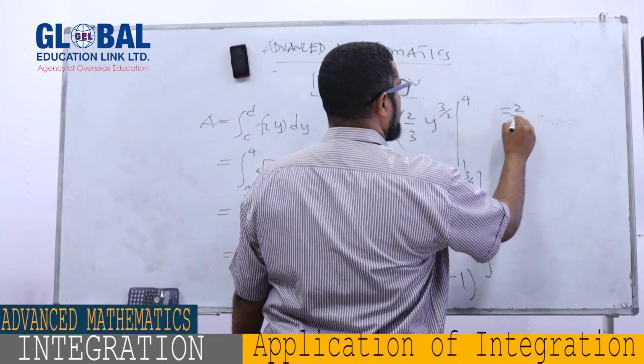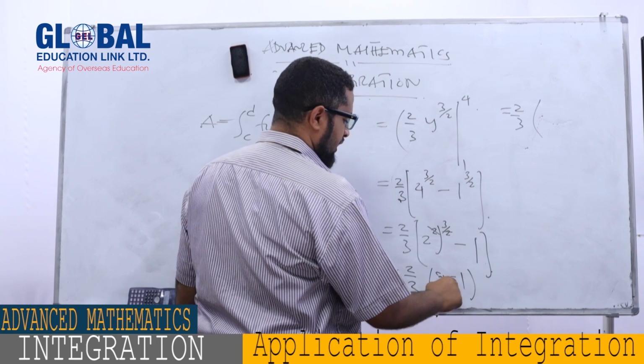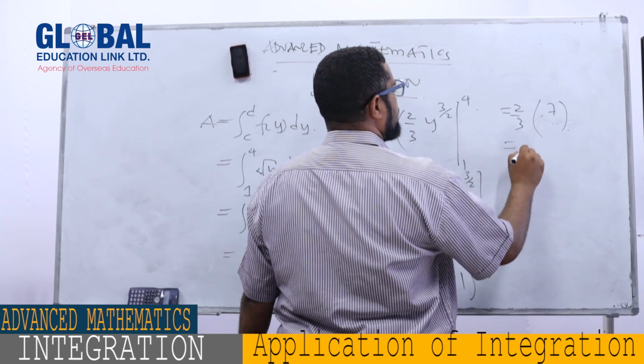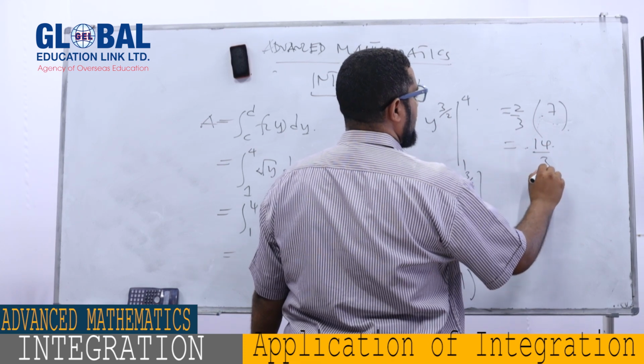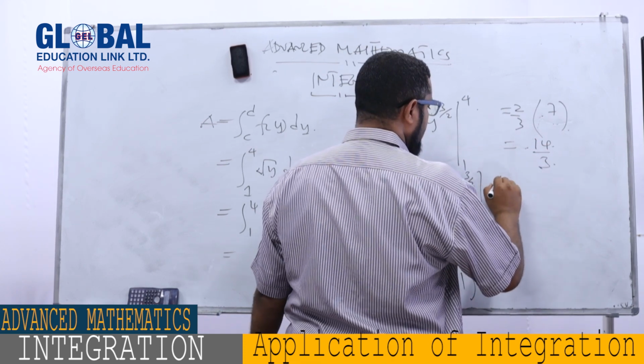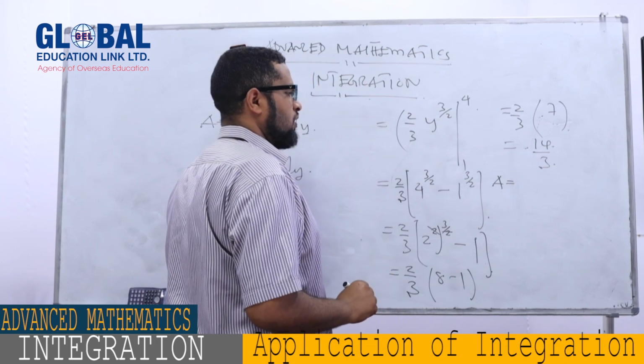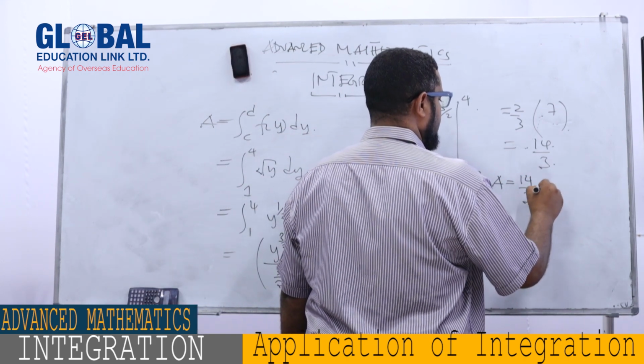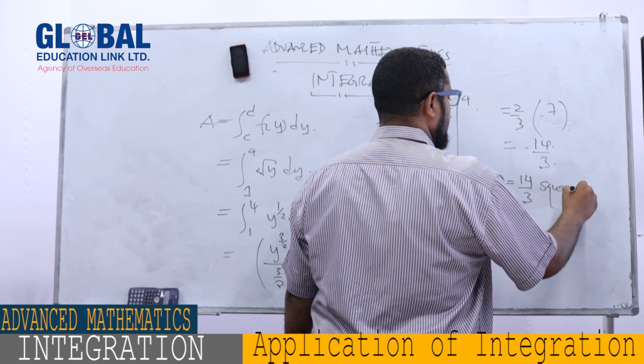Lastly, it will be equal to 2 over 3. So 8 minus 1 is just 7, over 1. So that is the same as writing 14 over 3. So the area of such a curve will be equal to 14 over 3 square units.